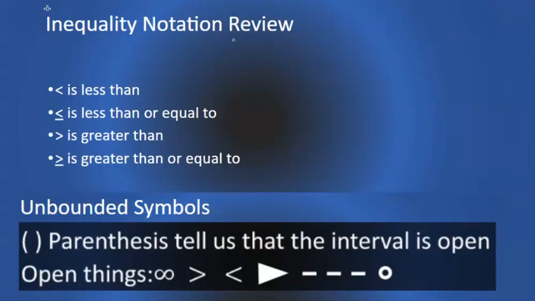Inequality notation review. So let's review these inequalities. This symbol means less than. This was less than or equal to. This was greater than. This was greater than or equal to.